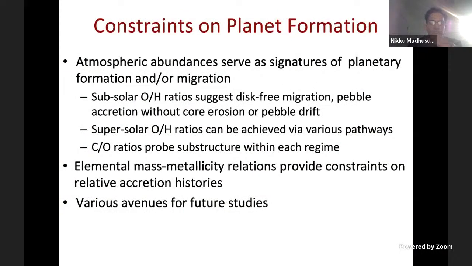So there are various avenues for future studies on tying atmospheric compositions to their formation mechanisms. That's the summary to take away. There are no definitive results yet in the field, but it's a very happening area. And with JWST, we are going to look at these abundance estimates in much more detail.